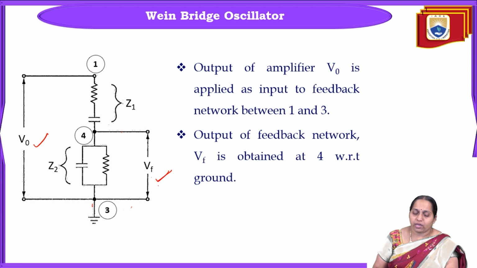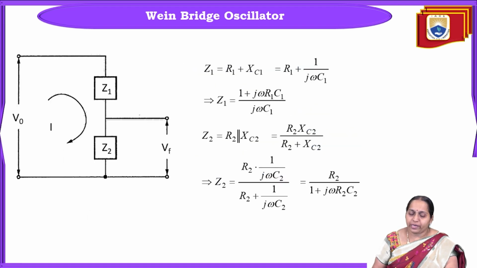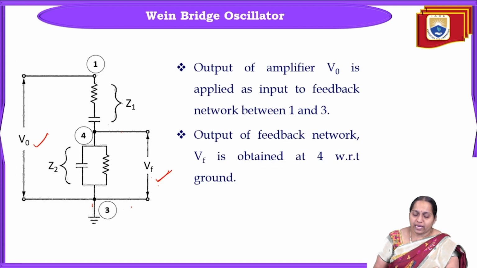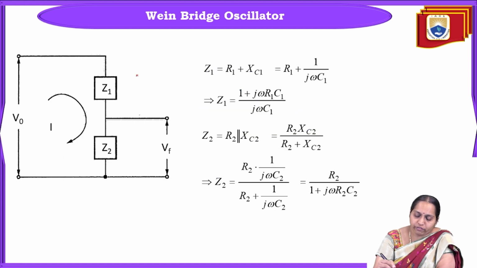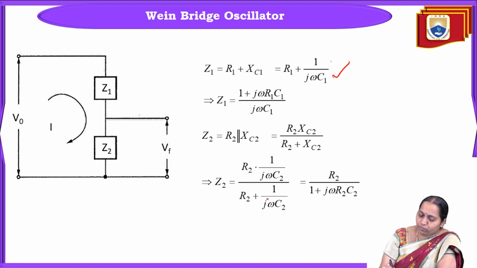Z1 is equal to what? R1 plus 1 by j omega C1, and Z2 is equal to R2 in parallel with 1 by j omega C2. So Z1 equals R1 plus 1 by j omega C1, and Z2, being R2 in parallel with C2, is R2 into 1 by j omega C2 divided by R2 plus 1 by j omega C2. So this is Z1 and this is Z2.